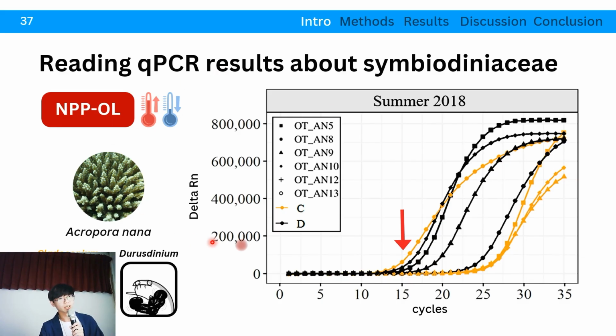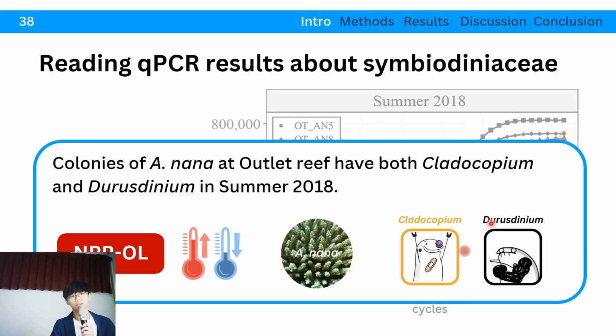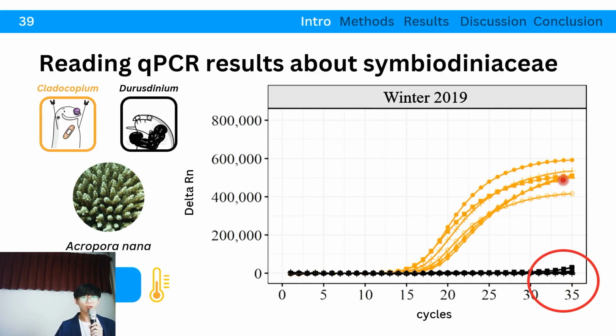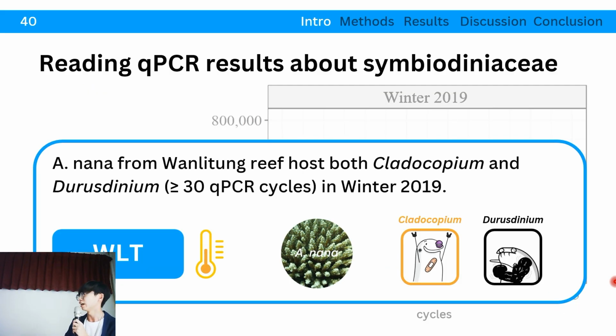Now let's check the qPCR results. Here is the nuclear power outlet reef, and it's about Acropora. The yellow line is Cladocopium, and the Durusdinium is the black one down here. We see that Cladocopium and Durusdinium both show in the Acropora in summer 2018. And in Wanli, also in winter 2019, you can still see a small signal of Durusdinium. Because we only want to test if they show up, we say they also host both symbiotic algae.